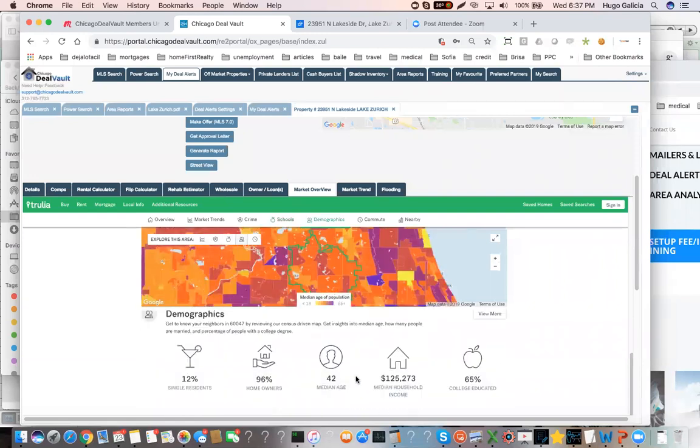So now let's scroll down so you see the demographics. Look at this, the home ownership percentage is very high. So this is a great indicator. And then the median household income, 125. So it is very, very high. This is a great area. So that's why I wanted to analyze this property, because it makes a lot of sense to do a flip in this area.